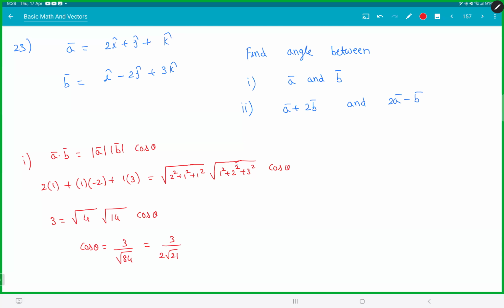That's your answer. What about the second one? How will you find the angle between A plus 2B and 2A minus B? One way to do it is brute force. Just add A plus 2B, get a vector. Add 2A minus B, get a vector. That is one way to do it, but there's a better way. See, you want the angle between A plus 2B and 2A minus B, right? So I can do this directly. I'll do it on the next page.